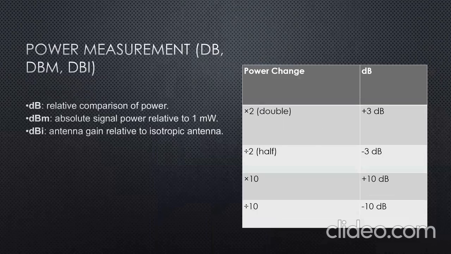Now, power measurement: dB, dBm, dBi. dB is the relative comparison of power. dBm is the absolute signal power relative to 1 milliwatt. dBi is the antenna gain relative to an isotropic antenna. When the power is doubled, the dB increases by 3. When it's divided by 2, the dB decreases by 3, minus 3. When it's multiplied by 10, it will be plus 10 dB. When it's divided by 10, it will be minus 10 dB.